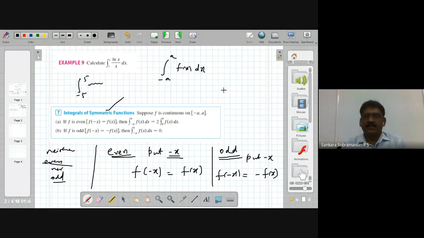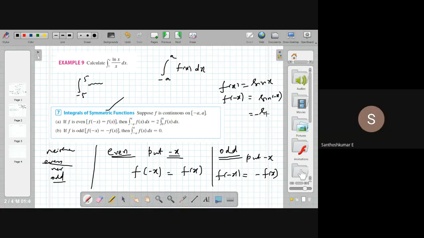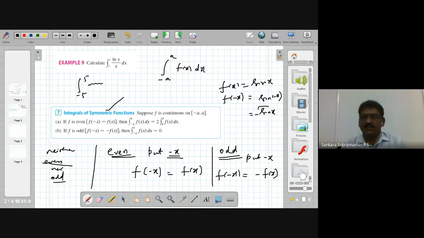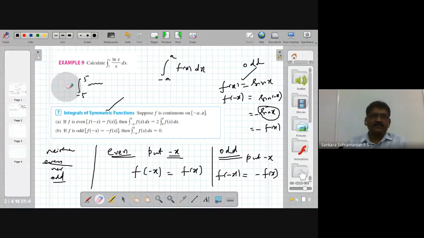For example, f of x is equal to sin x. Put x is equal to minus x. You get sin of minus x. What is sin of minus theta? Minus sin theta. So therefore, sin of x can be replaced with minus f of x. So f of x equal to sin x is an odd function. Can you give an example for an even function? Cos x. Can anyone else say?